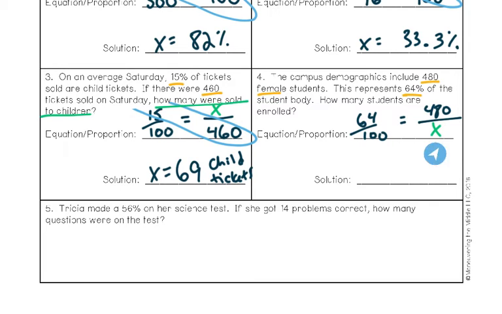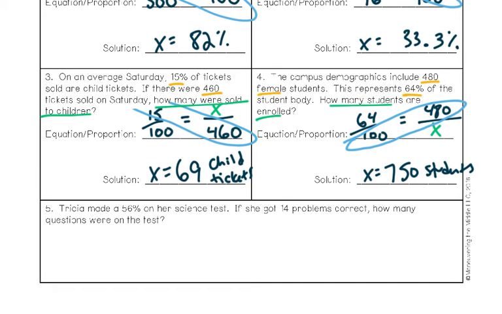I'm going to choose the variable here instead of an actual number because the question is asking how many students are enrolled total. So since that's the question or the unknown, I'm going to use just a variable x to denote that this is an unknown part of the equation. Then I'm going to solve by cross multiplying. So the two numbers I have across from each other are 100 and 480. I always circle them, and then I multiply those out. I get 48,000, and I divide by the number that's left, 64. So my final answer is x equals 750 total students.